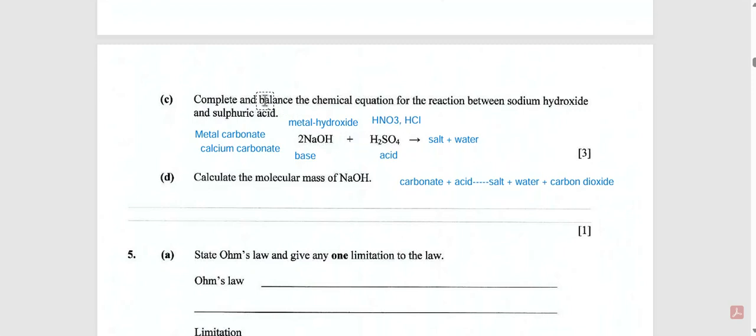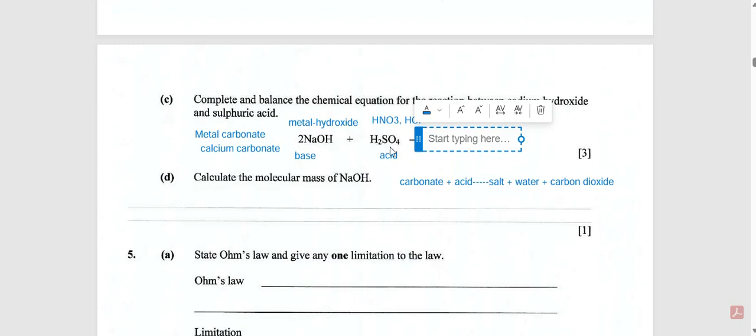Complete and balance. So we want to write the salt and water, we write the salt that is formed there. What is the name of the salt that's formed there? So the salt we form, we take the metal from the base. You see that your base will always have a metal. So you take the metal from the base.